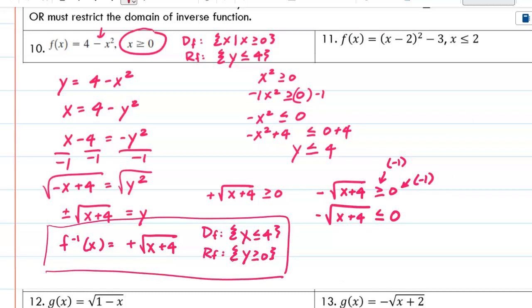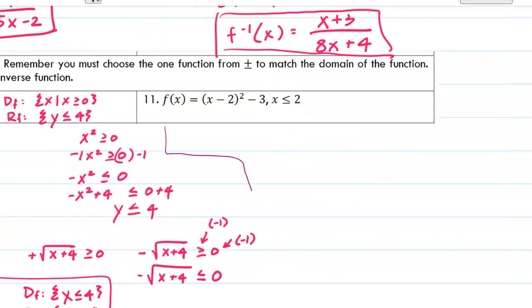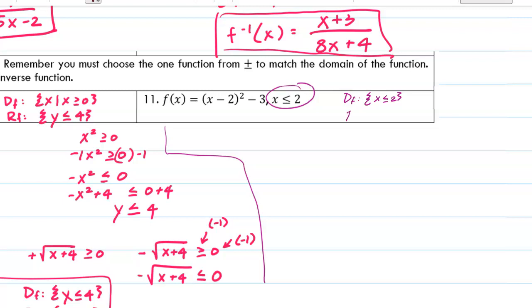Okay. Once again, we have a quadratic here. But you see that the domain has been restricted to x is less than or equal to 2. So if I write the domain of the function, it's going to be x is less than or equal to 2. And the range of the function, since it moved down 3, is going to be y is greater than or equal to -3. Okay? And let's go ahead and find the inverse.